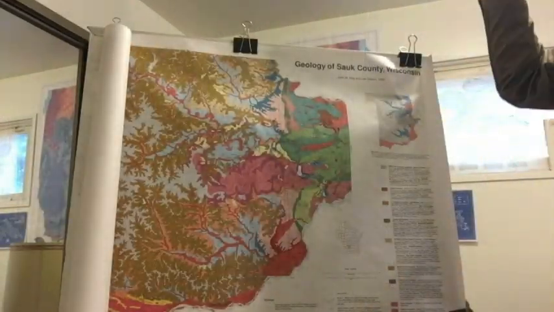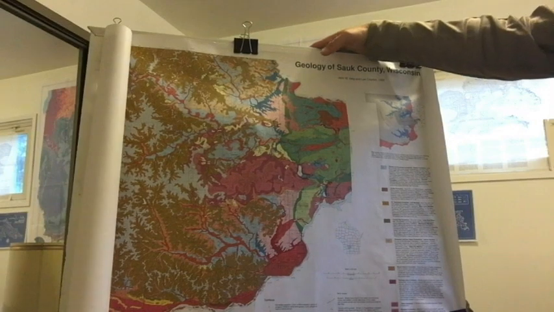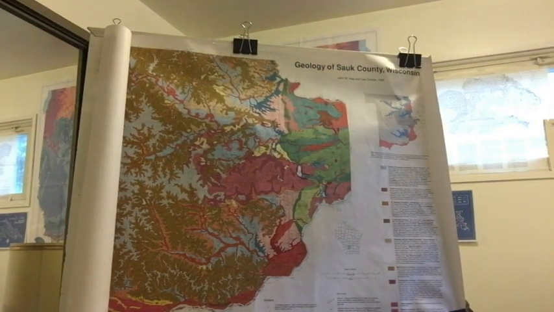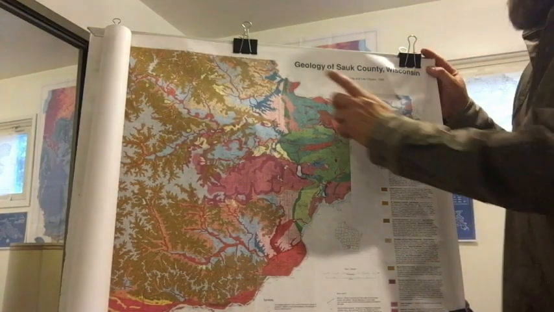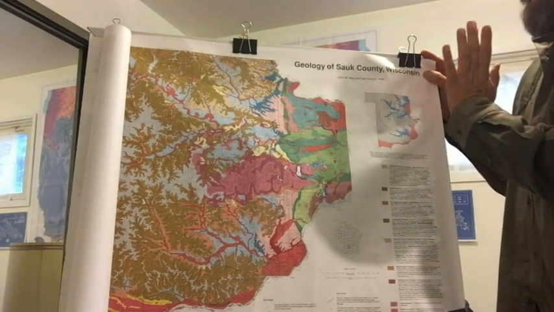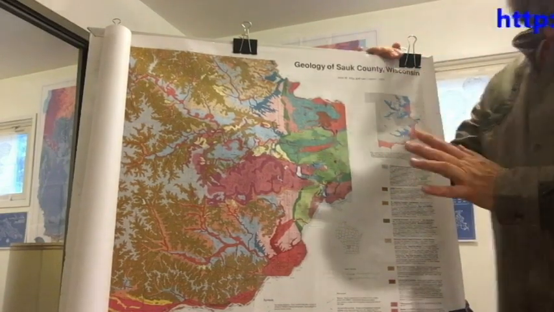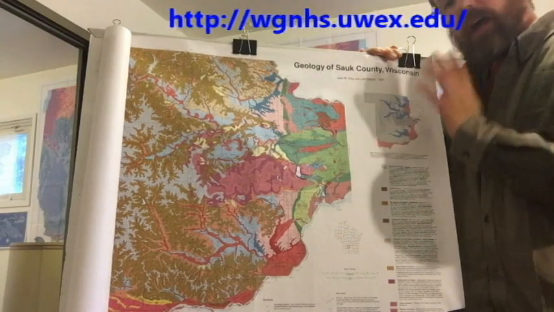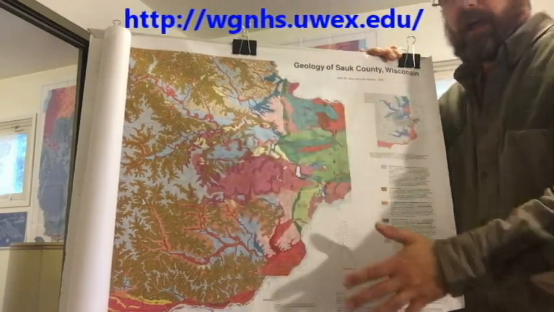Okay, so I'm going to show you another geologic map in detail, and I'm going to point out things on here and how they have things and why they're necessary. This is the Geology of Sauk County, Wisconsin. The Wisconsin Natural History Survey and Geological Survey makes a lot of county scale maps, okay?